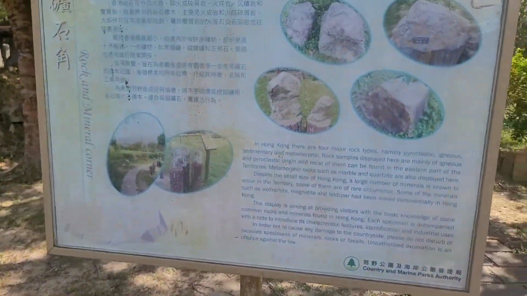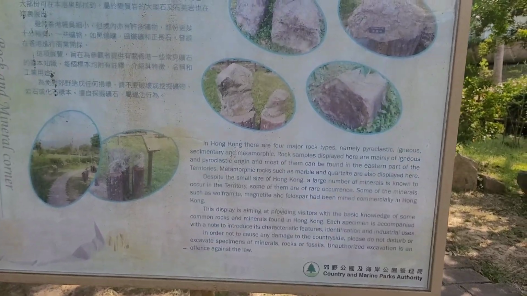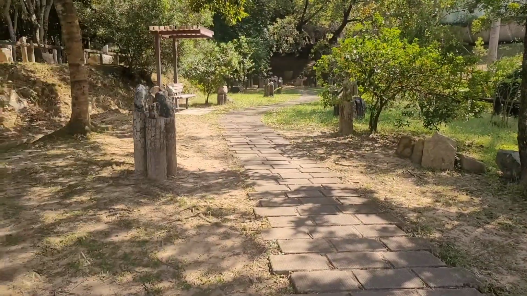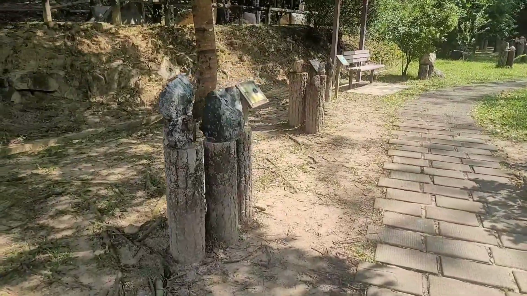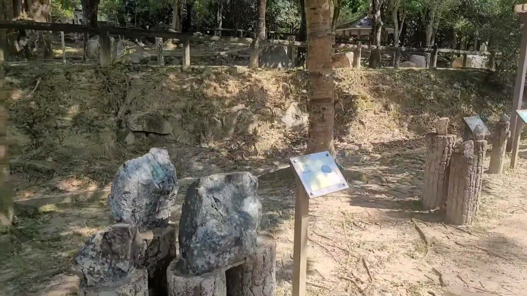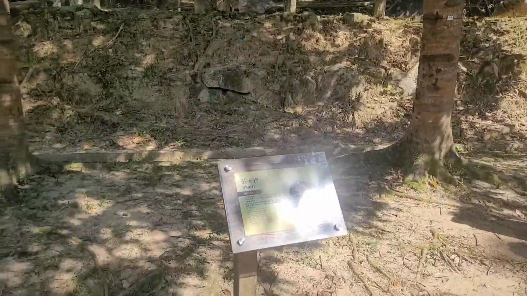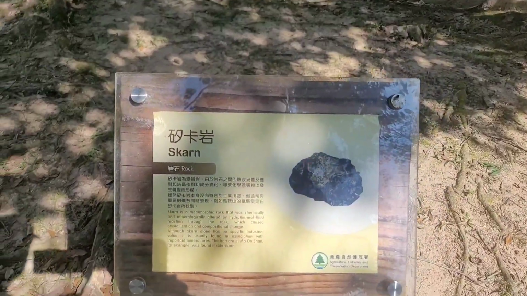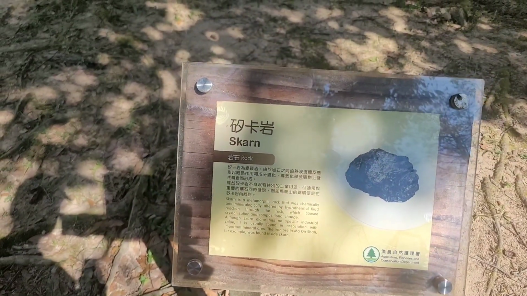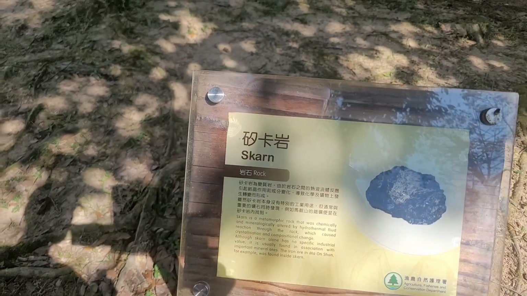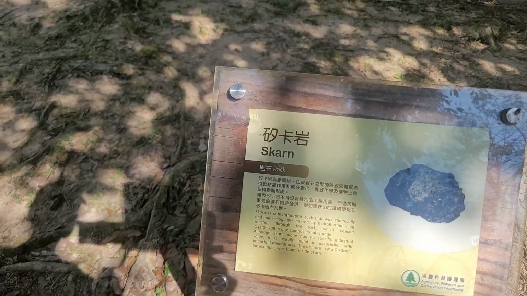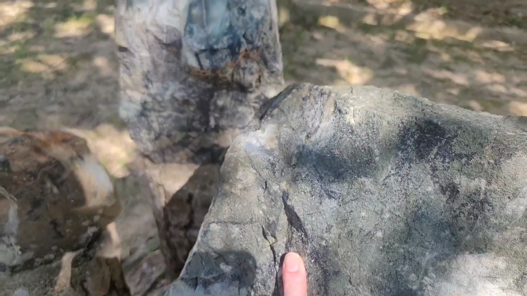Okay, major rock types. Okay, here I'm at Lion Park. First rock type we have is a skarn, a metamorphic rock, chemically and mineralogically altered by hydrothermal fluids. And this is the actual rock.